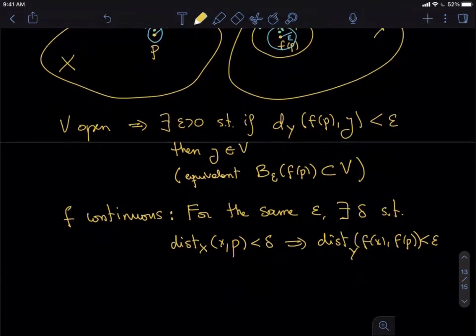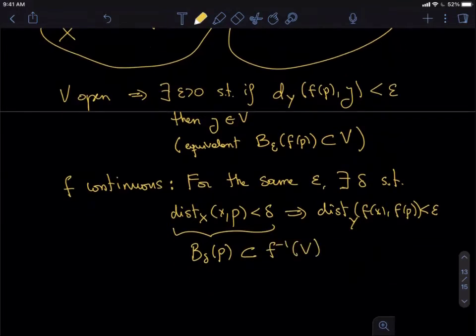Okay, but now here notice what is happening. When we have this distance here, what we are saying is that there is a ball of radius delta around P that is completely contained in the inverse image of B. Okay, so that means, by definition, that the inverse image of B is open as we wanted. Okay, I could even write here x belongs to the ball of radius delta. All right, so that completes one direction.